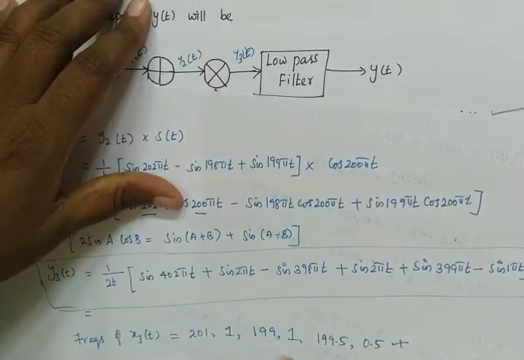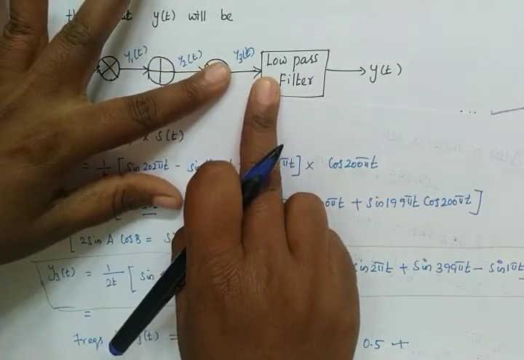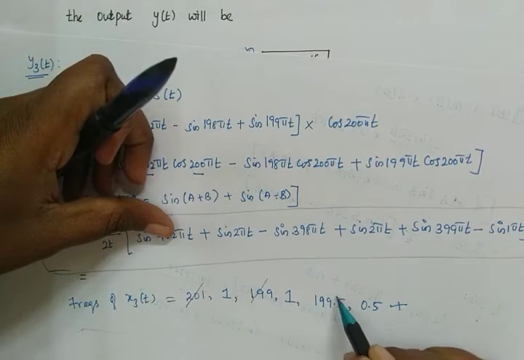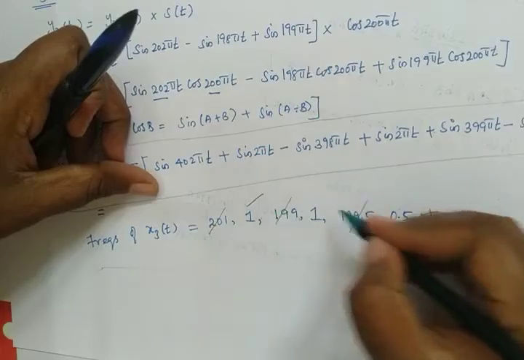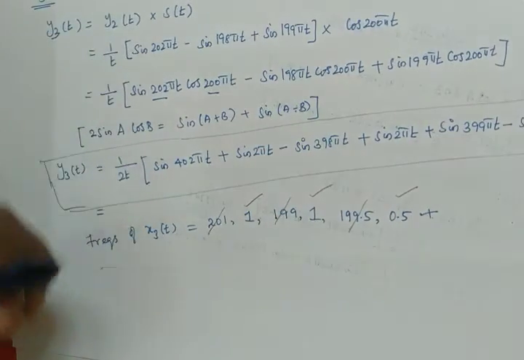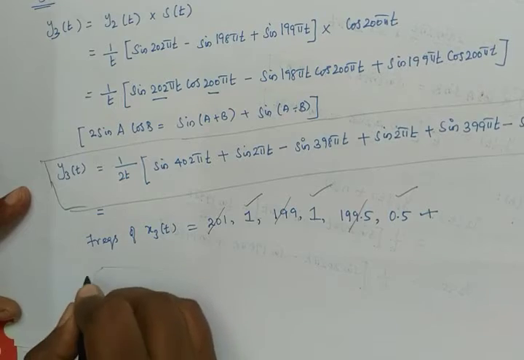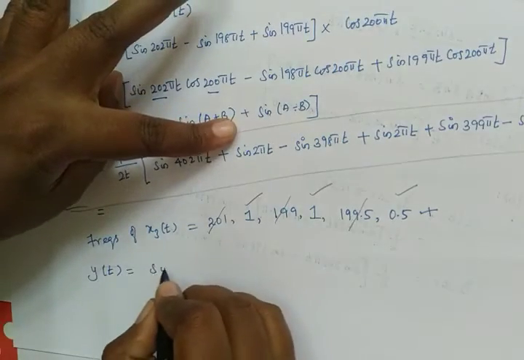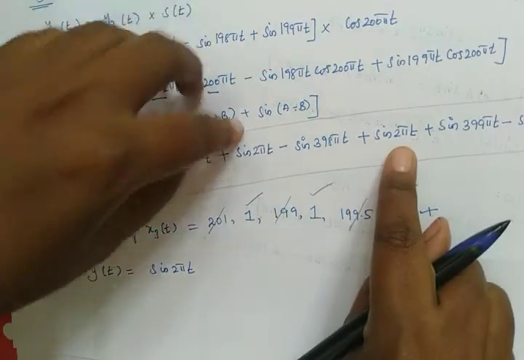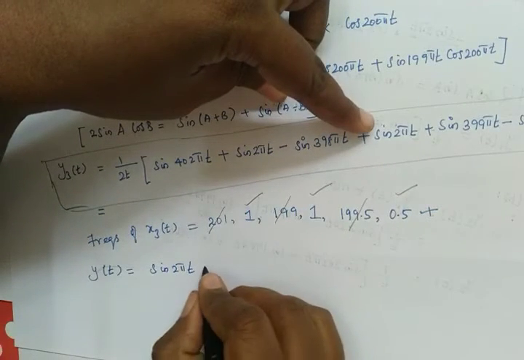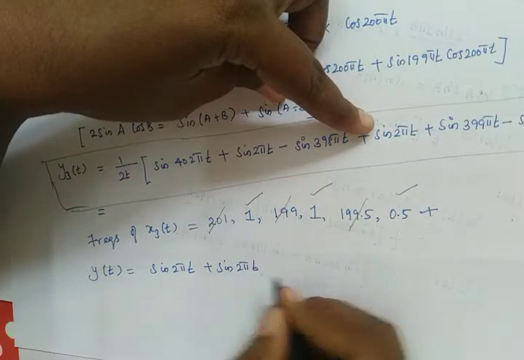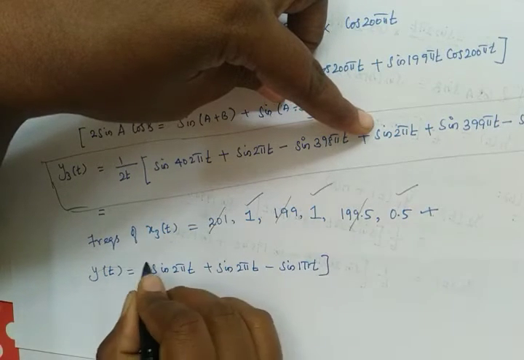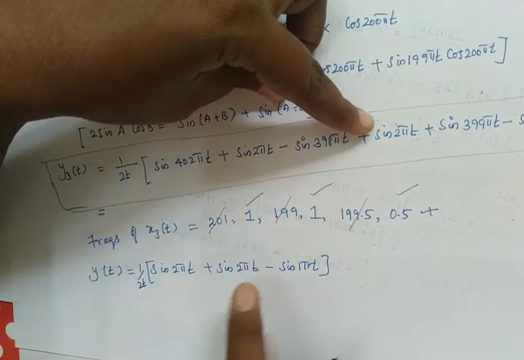Now if you give these frequencies as input to this low pass filter, what happens? This low pass filter will filter out all the high frequency signals, that is 201, 199, 199.5. So finally we will have only the low ones. Therefore y of t will be equal to sine 2 pi t, and here we have minus sine 1 pi t. So this is what we are going to get as output.